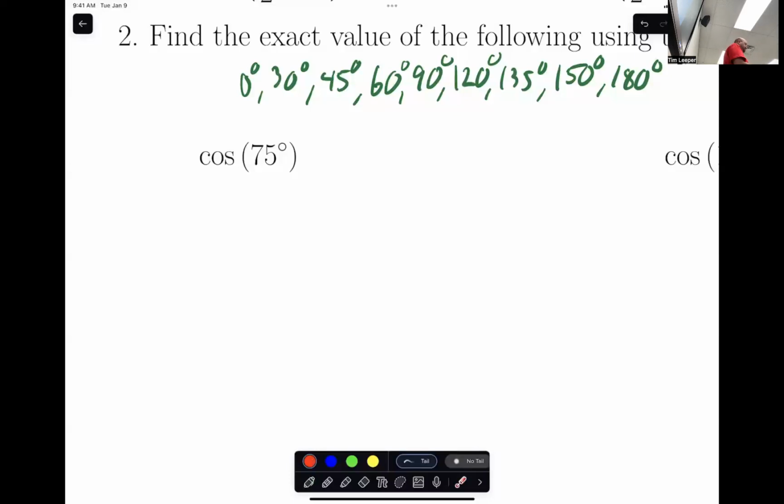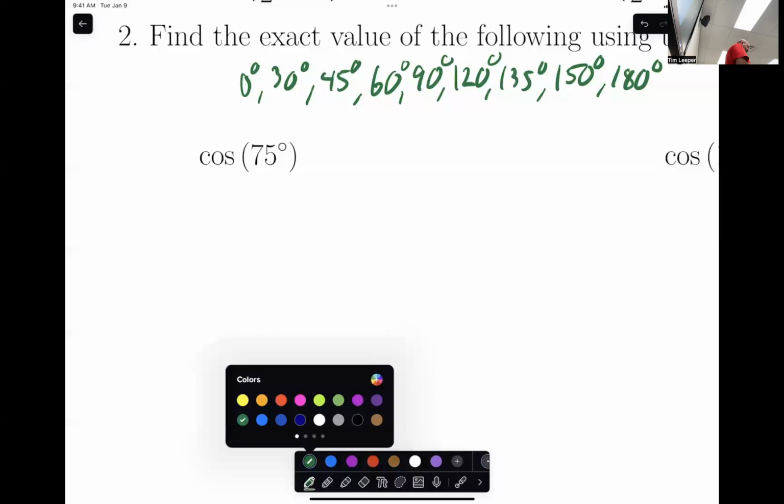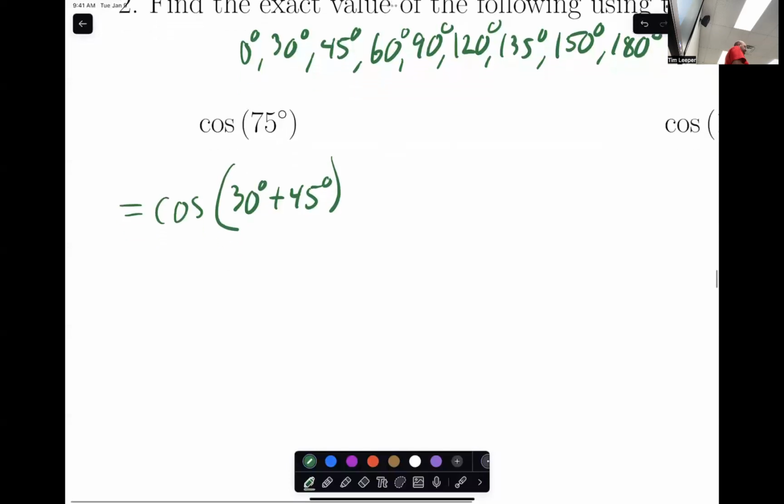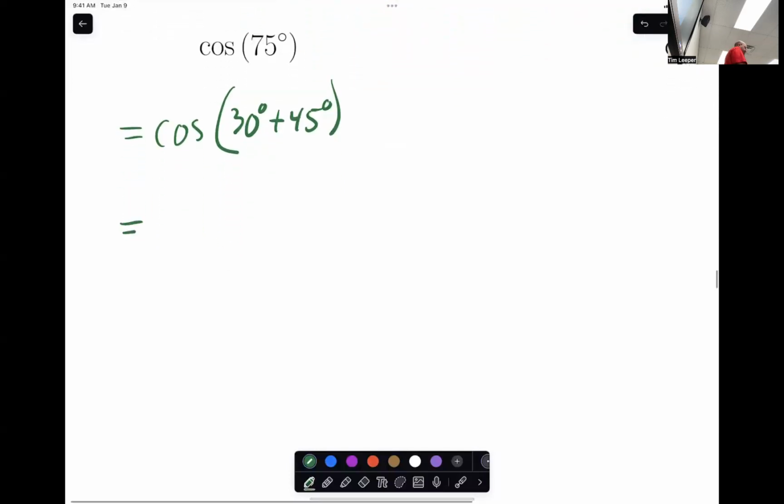Out of curiosity, do you see any of these angles that add together to give you 75 degrees? 30 and 45, right? So this is the same thing as saying, what is cosine of 30 degrees plus 45 degrees? Now, it doesn't matter if you do 30 plus 45 or 45 plus 30, it's the same thing, because addition has a commutative property. But let's use the cosine of a sum formula.